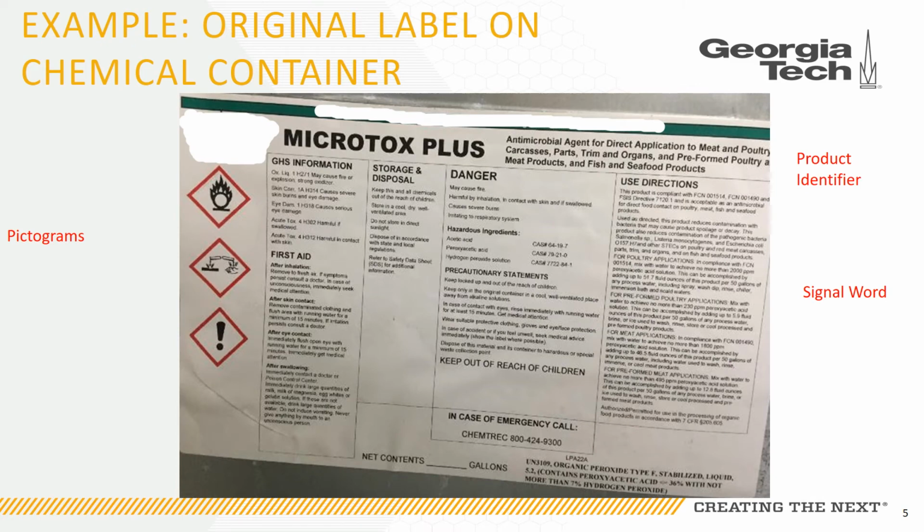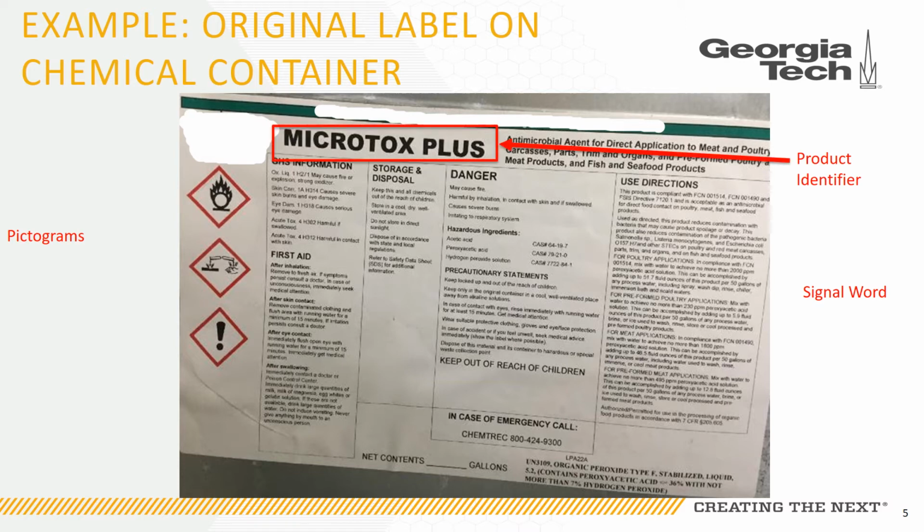Let's look at an example together. When you look at a label on a container with a chemical inside, you should be looking for a few key pieces of information to help you better understand what the chemical is and what precautions you should take when handling it for your job.